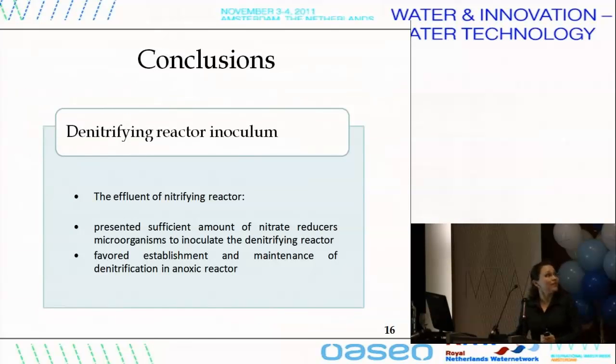So about the denitrifying reactor inoculum, the effluent of the nitrifying reactor presents a sufficient amount of nitrate-reducing microorganisms to inoculate the denitrifying reactor. And this effluent favored establishment and maintenance of denitrification in the anoxic reactor.